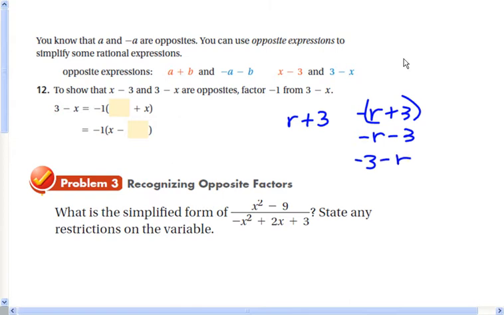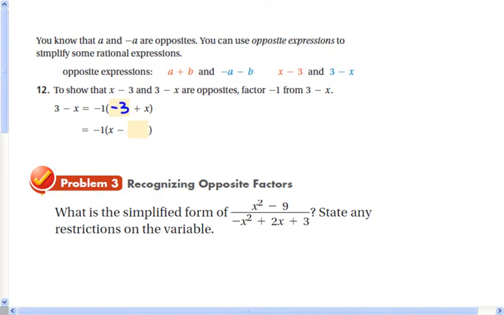All right, so we're looking for opposites. And the opposite of 3 minus x is -1 times the quantity -3 plus x. We just switch those around, and that equals -1 times the quantity x minus 3. All right?